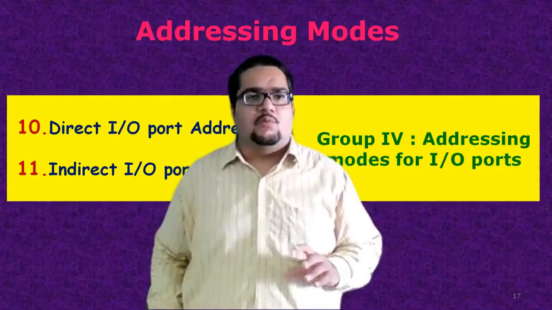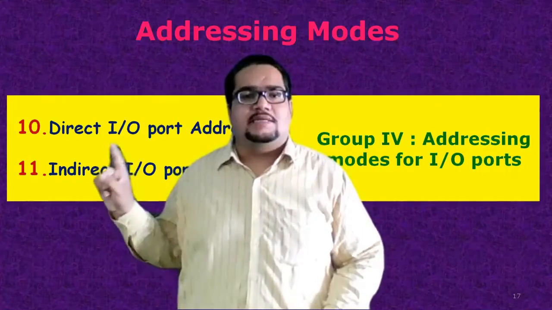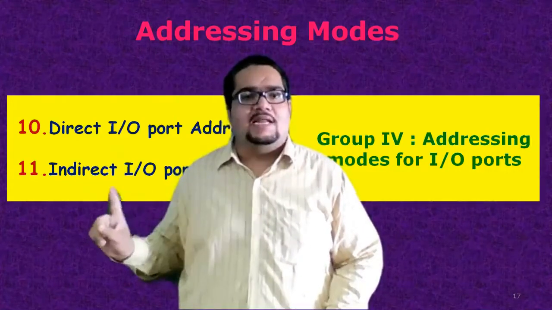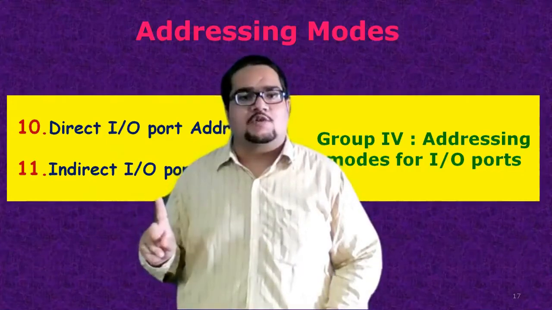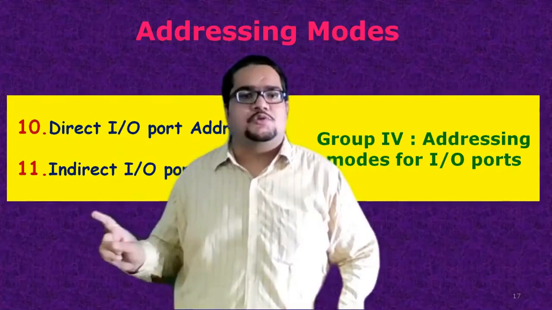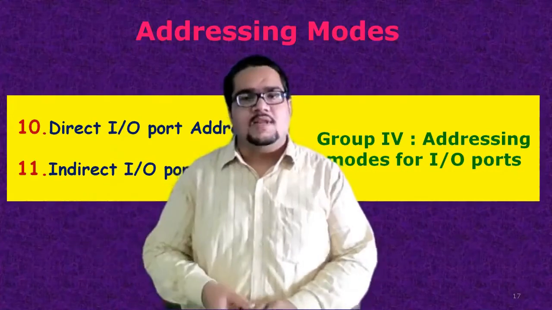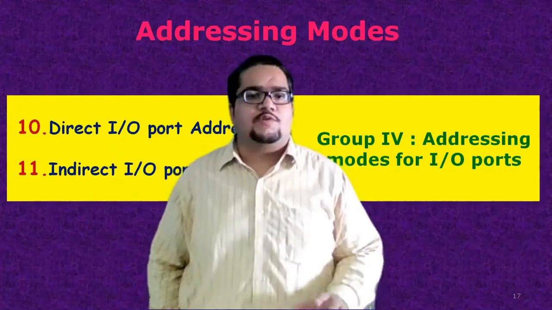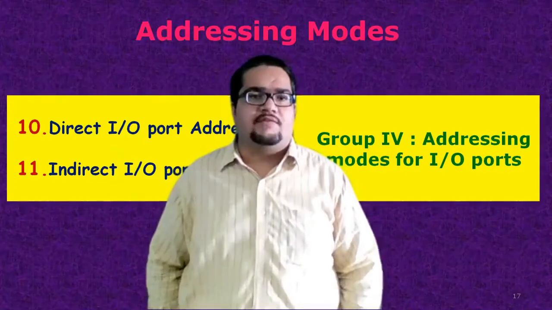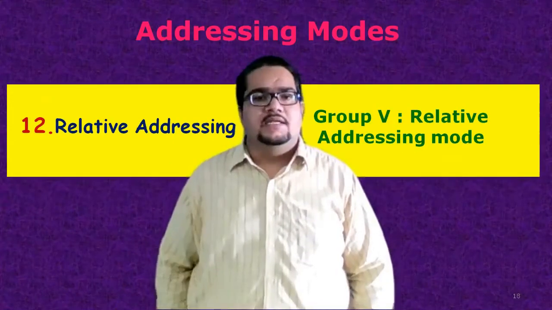What is this direct and indirect? Earlier, with the previous example I gave you, direct contains the direct address of the port from where the data is accessed, and in indirect, instead of the direct address of the port, that address is first stored in some register, then that register is used for accessing the address of that data. We'll see each one of these in detail with instruction examples, so you'll understand very clearly there. The next one is relative addressing.